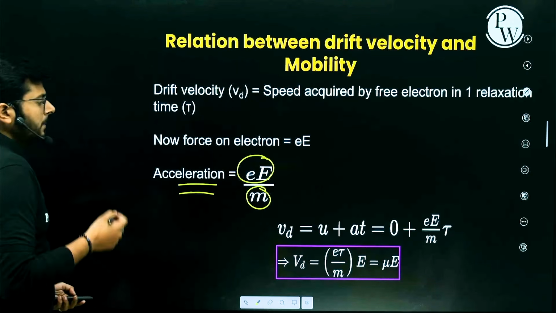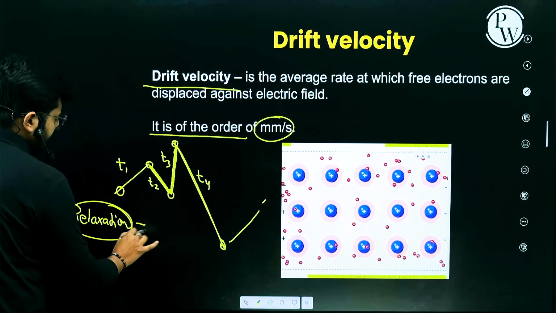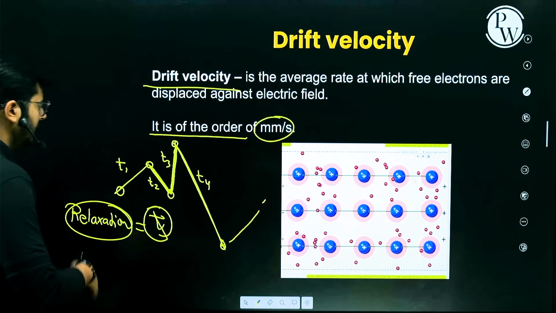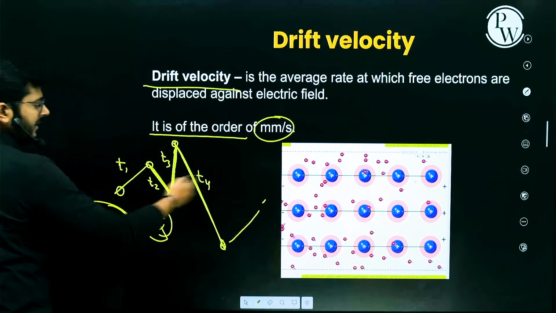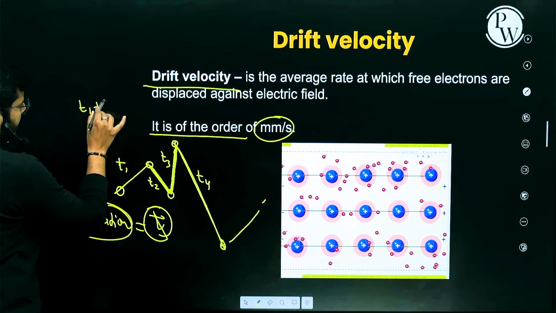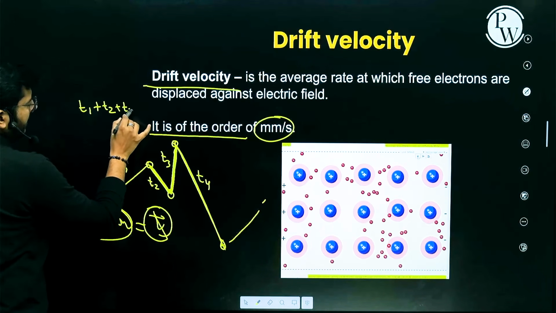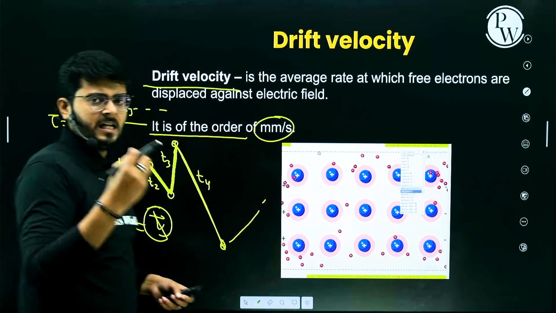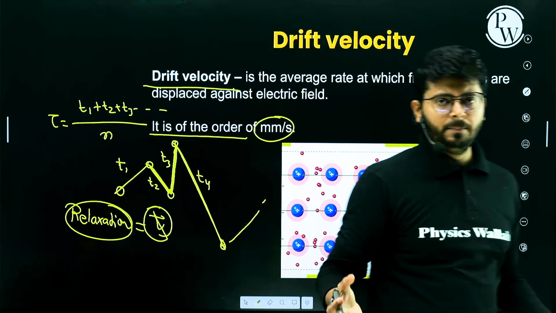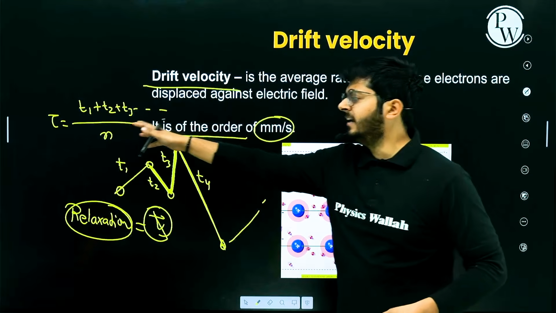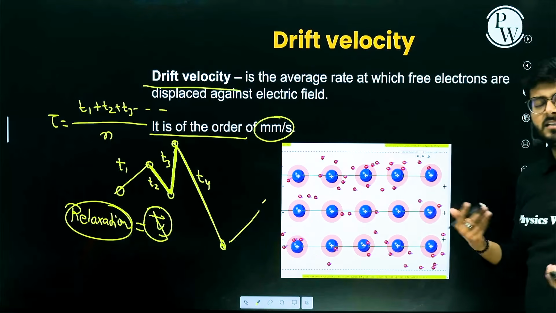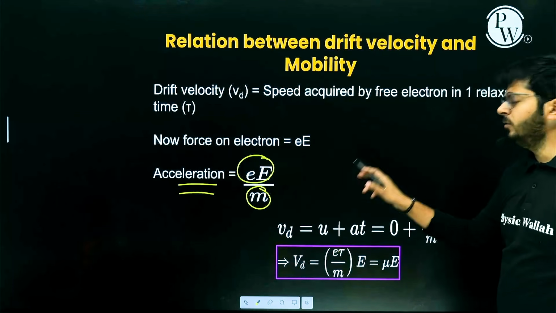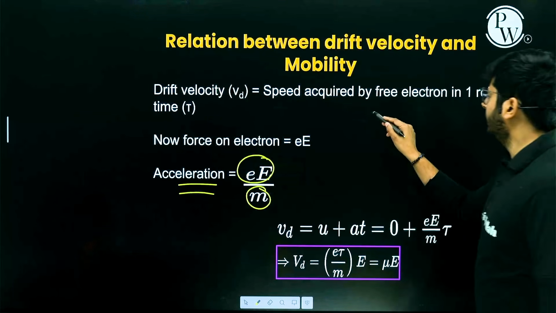We can say that because we have assumed the relaxation time is tau. Let us say that n collisions are happening in the journey. So T1 plus T2 plus T3, the average of all these times will be the relaxation time. The average time during which no collision is happening and the particle is accelerating, we can say that is the relaxation time. So what is happening? Velocity v equals u plus at.